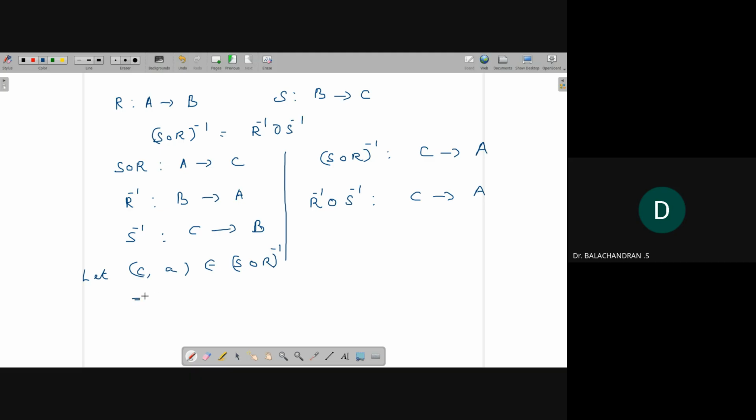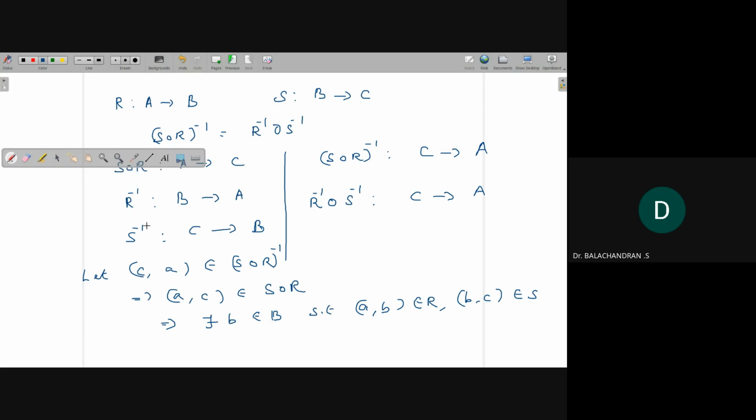Now, this implies (A, C) is an element in S composition R. This implies there exists a B in capital B such that (A, B) is in R, and then (B, C) belongs to S. So from this it implies (B, A) is in R inverse and (C, B) is in S inverse.